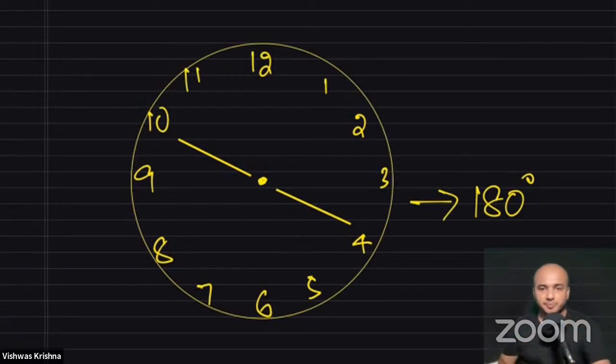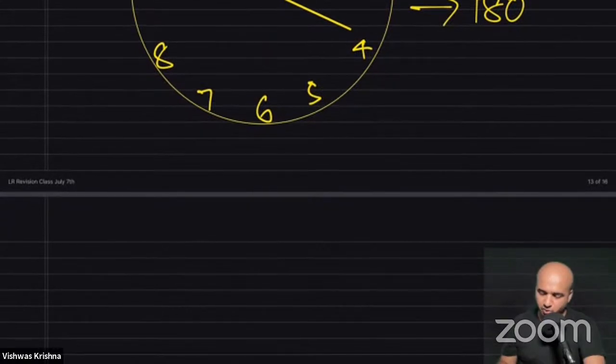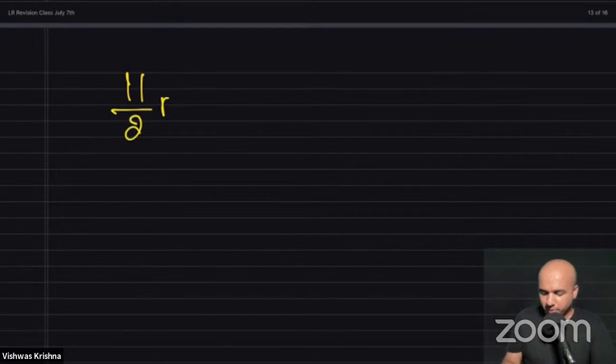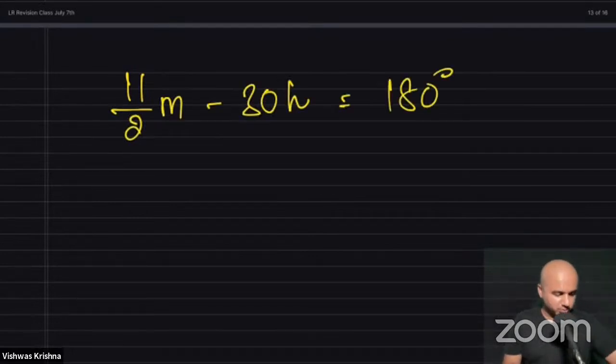Now, if you have to write down the formula once again, I'll write it down now that we know the answer. 11 by 2 m minus 30 h equals 180 degrees. This is the formula. So 11 by 2 m minus 30 h is nothing but 180 degrees, that we just now inferred from the question.